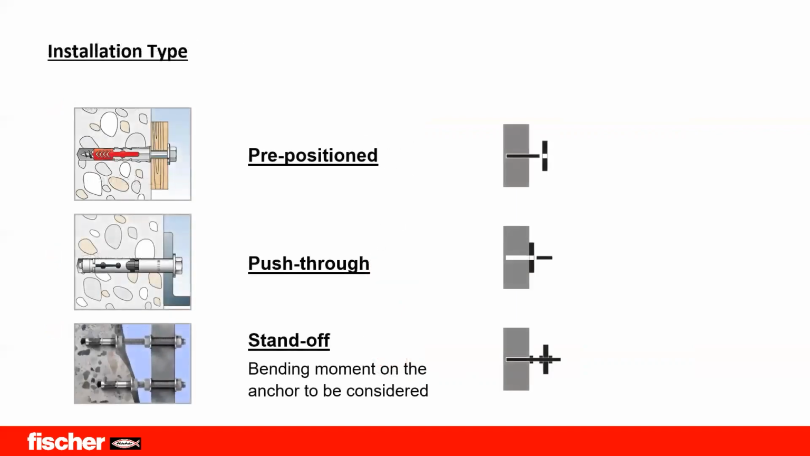Coming to installation type, there are basically three types of installation. One is pre-positioned installation, as you see in the picture, where you first anchor the anchor inside the drill hole, and then you put your base plate. So it is pre-positioned, you are fixing the anchor first. But if you see the push through, it is exactly opposite. You are drilling through the base plate and fixing your anchor. So this is called push through installation.